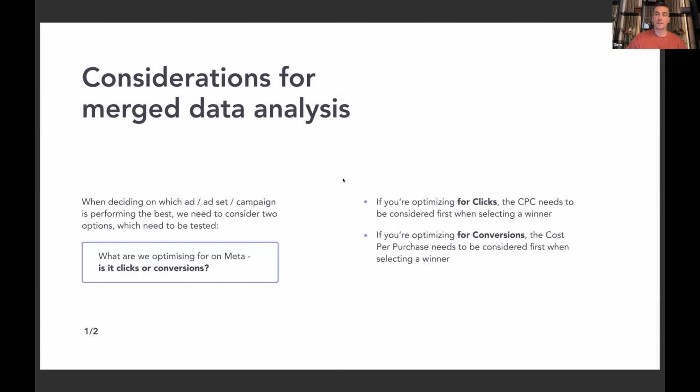So the easiest answer to this is if your campaigns are optimizing for clicks, then CPC needs to be weighed more and looked at as the primary KPI when making decisions on the performance, and then conversions are secondary. If you're optimizing for conversions, it's the other way around. You're looking at CPAs first, the cost per conversion, and then the CPC.